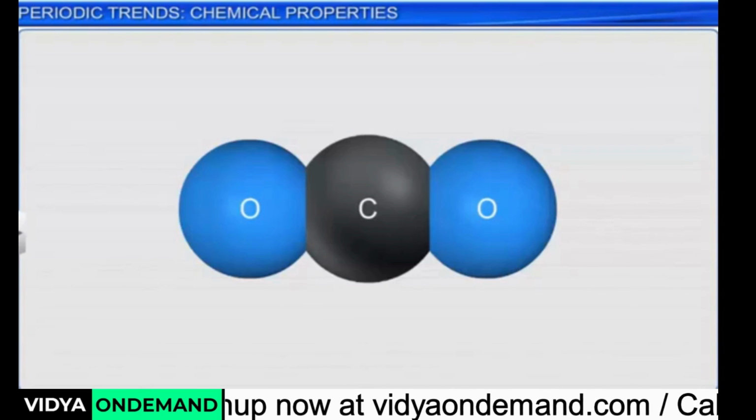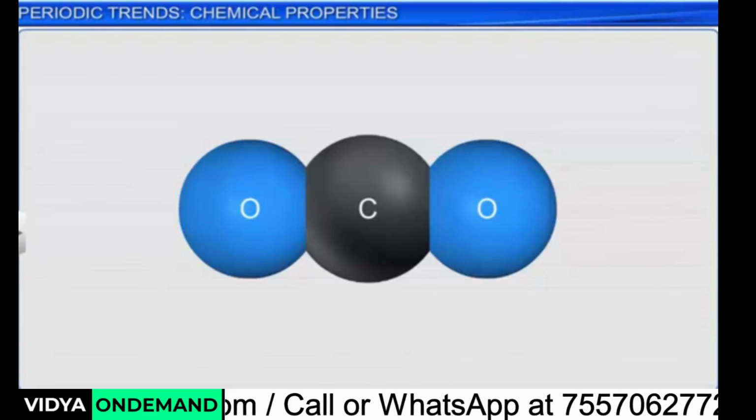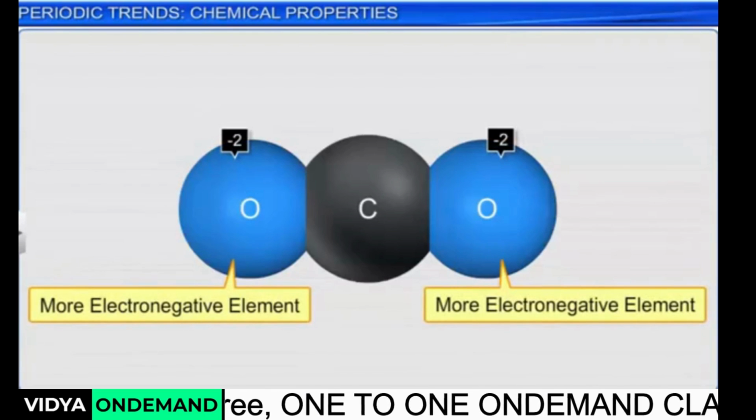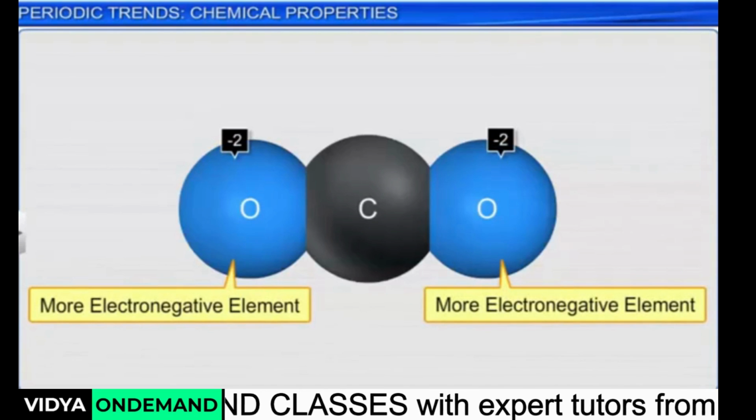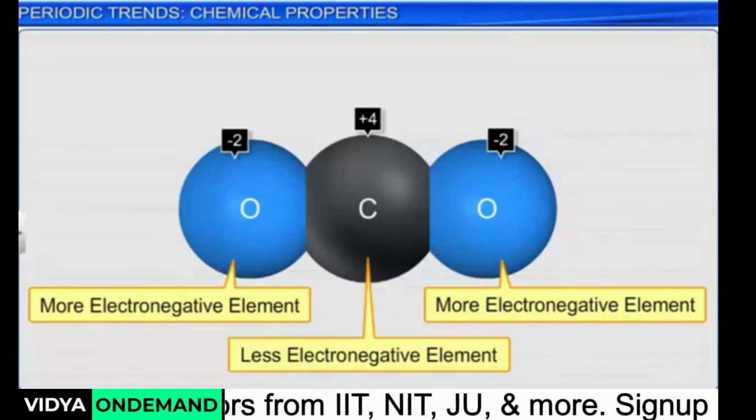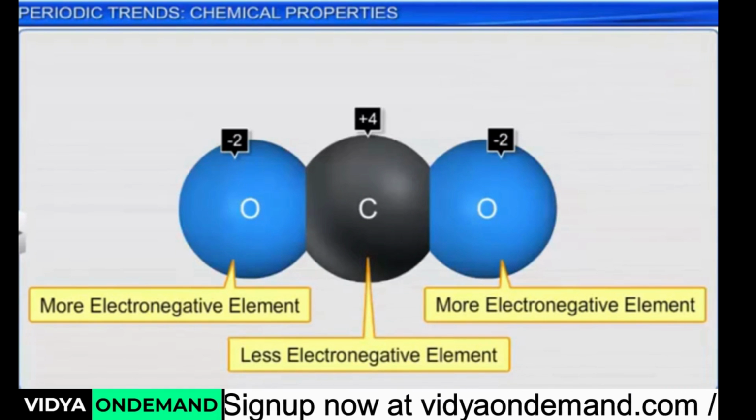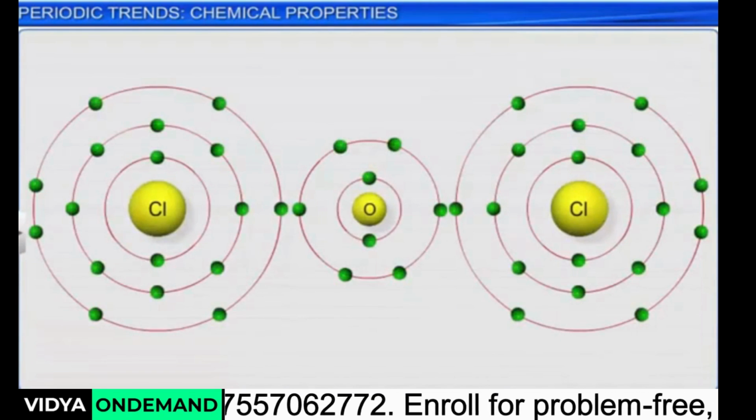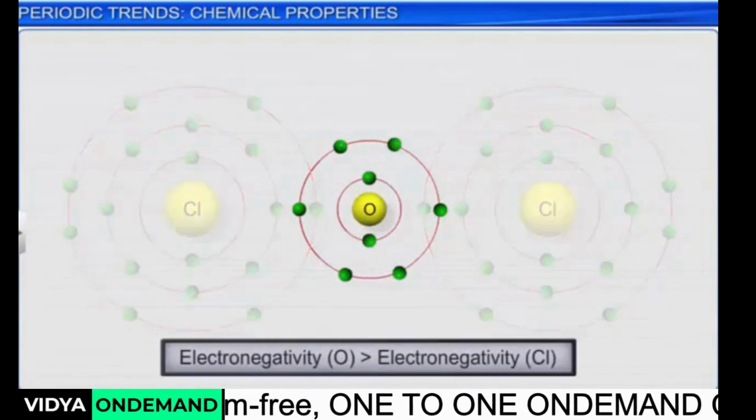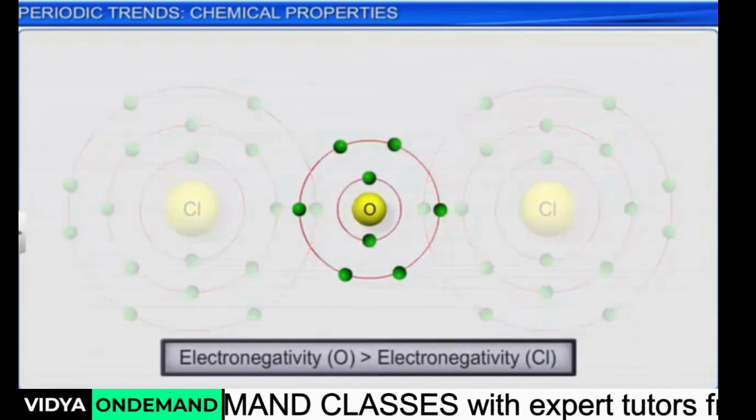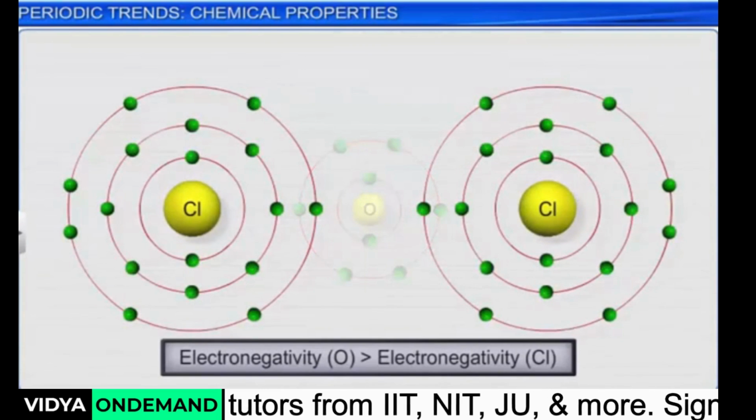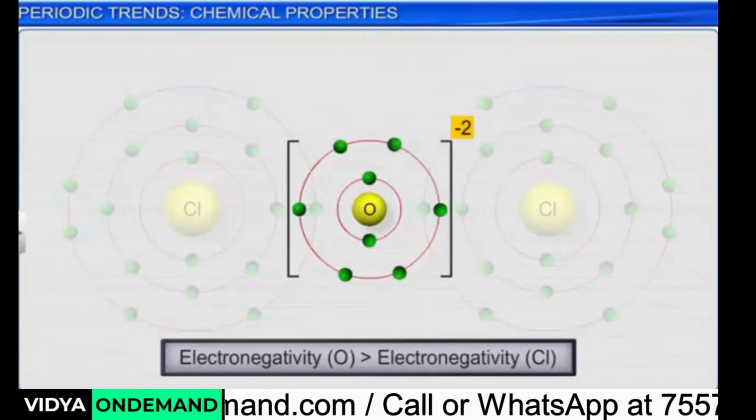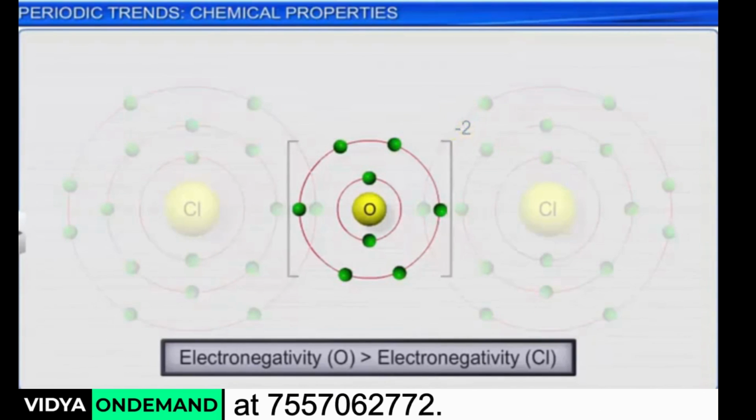The more electronegative element in a compound is given a negative oxidation state, whereas the less electronegative one is given a positive oxidation state. For example, in the case of chlorine oxide, oxygen has a greater electronegativity as compared to chlorine. Therefore, the oxygen atom shows an oxidation state of -2, whereas the two chlorine atoms show an oxidation state of +1 each.